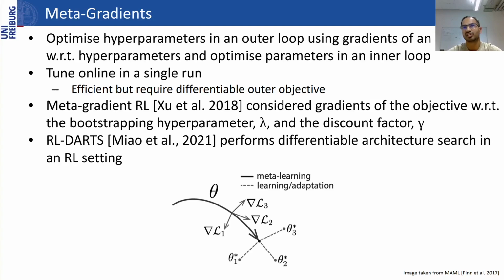The original metagradient RL paper considered the gradients of the outer objective with respect to the discount factor gamma and the bootstrapping hyperparameter lambda, and improved over the state-of-the-art actor-critic agent IMPALA. RL DARTS is another metagradient approach, applying the neural architecture search method DARTS to the RL setting. We also see a visualization of the MAML approach, which optimizes for common initialization parameters theta by taking metagradients with respect to theta.